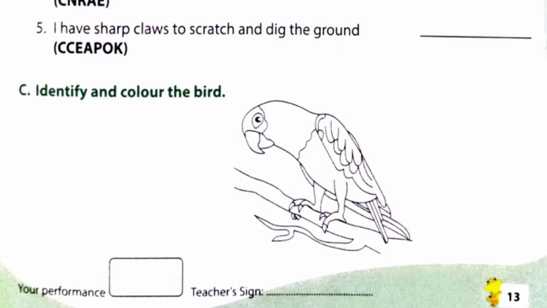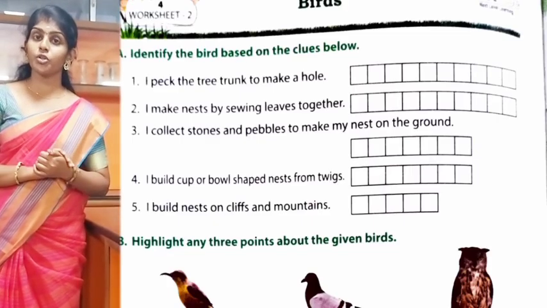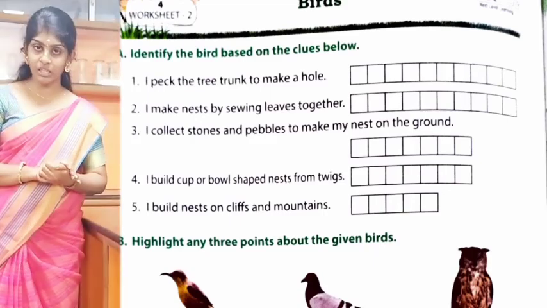Now, here we have the picture of a bird. You have to identify and color the bird. So what bird is it, children? It is parrot. Now let us move on to page number 14.